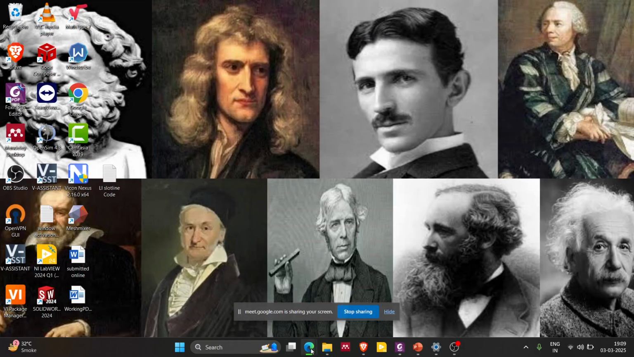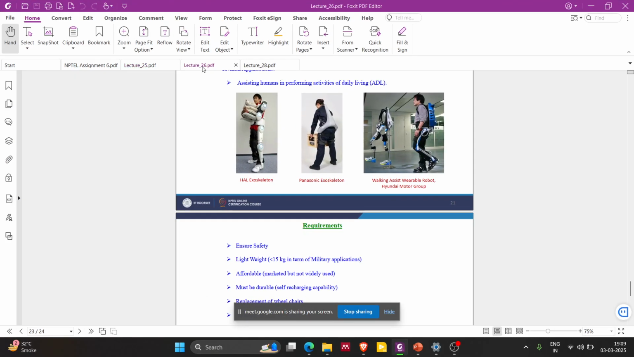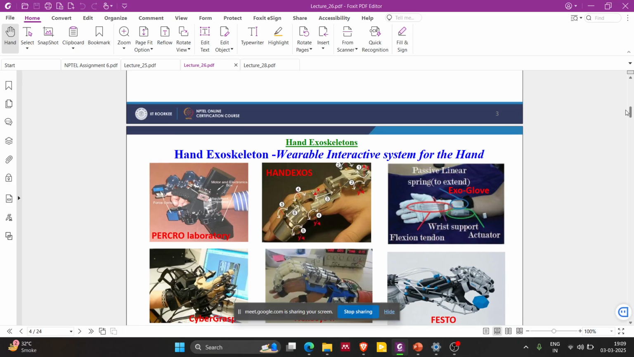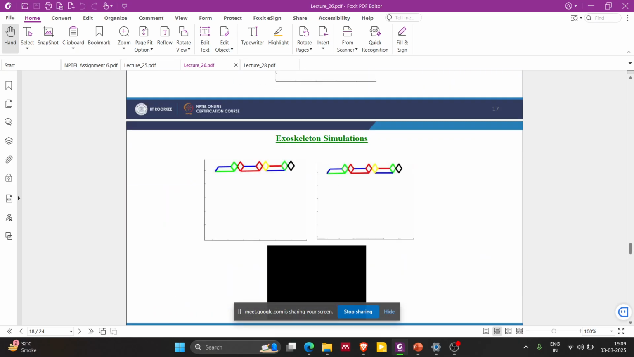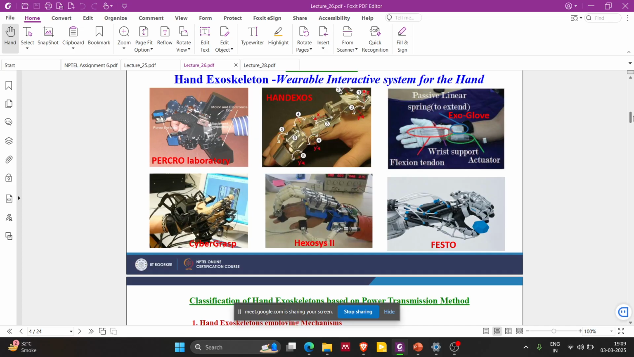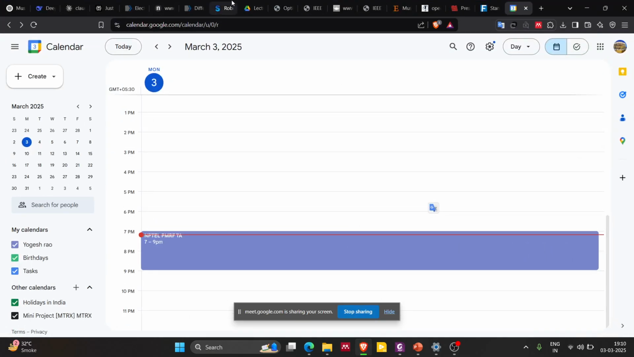Let's go to week six. If you go through it, the half lecture also covers the exoskeleton part, but specific to hand exoskeletons. You don't need to remember these names. There are too many names involved here, so please don't remember them. But please do remember how hand exoskeletons are classified, because these things can be asked in any of your comprehensive type of exam.